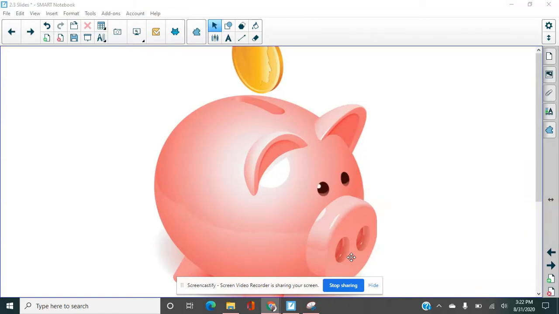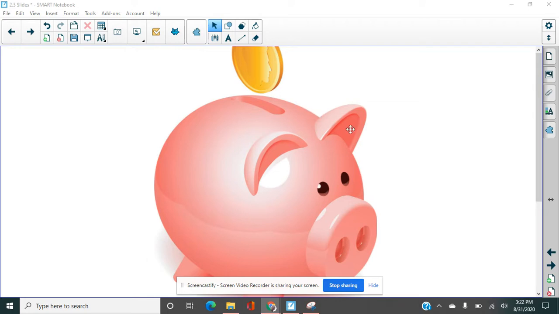Hello, third graders. We are going to work on lesson 2.3 today. Welcome. In this lesson, we're going to talk some more about number stories and the steps and thinking we would use to answer those. One of our number stories is about a piggy bank today.